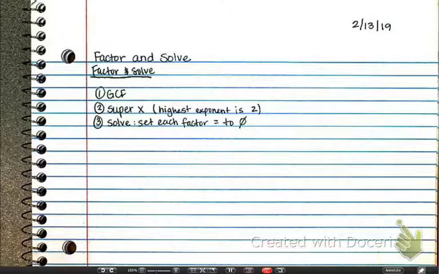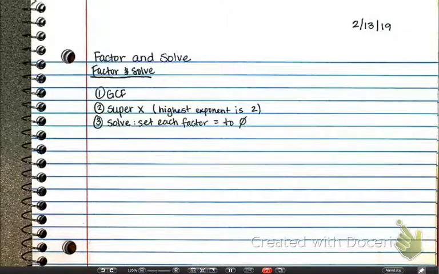So GCF is first. If you can simplify it using greatest common factor, fabulous. Then the Super X, if you can use it. The only time you can use the Super X is if your highest exponent is 2. As of right now, you'll learn that you can use it for other things later. And then we're going to solve by setting each factor equal to 0. Okay, so we're just combining 2 things we've already learned.